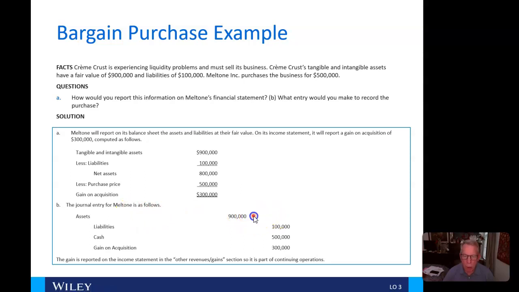Okay, the journal entry for Meltone then is going to be the assets. We're going to record those all at fair value here. Liabilities we're going to record at fair value. Cash is going to be credited to pay for it. And then we will record a gain on the acquisition. And we're going to report that in the income statement in other revenues and gains section. So it is part of continuing operations.